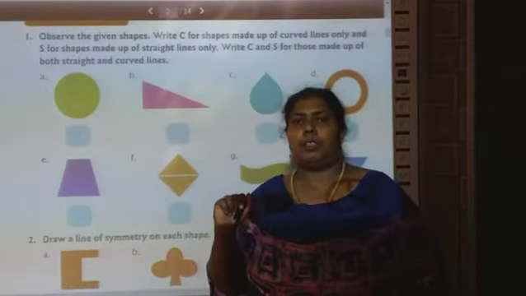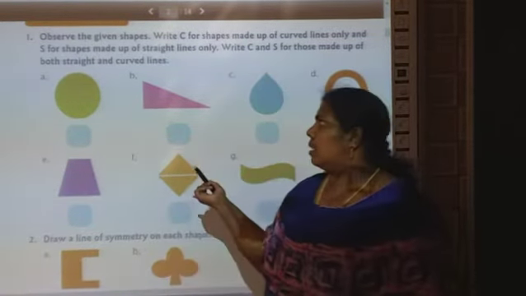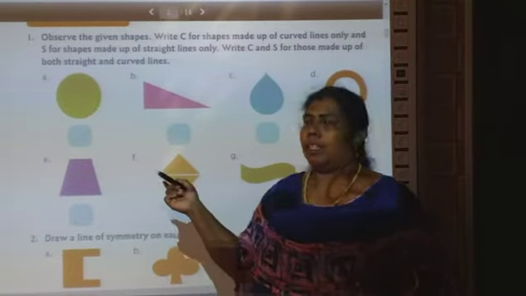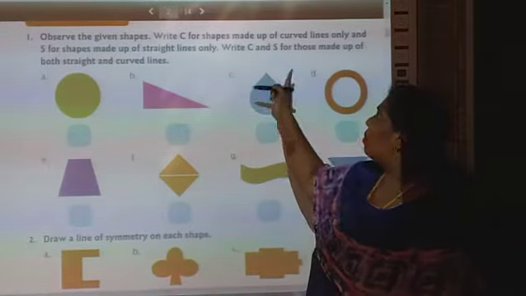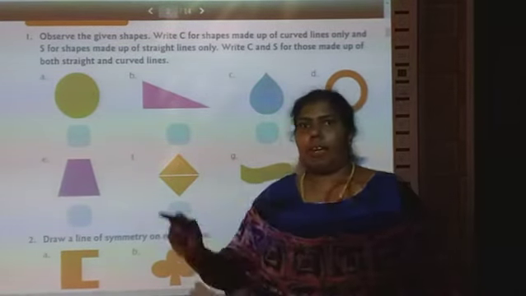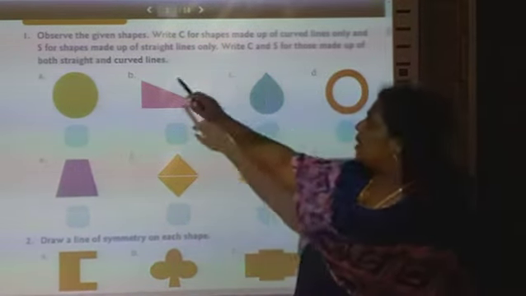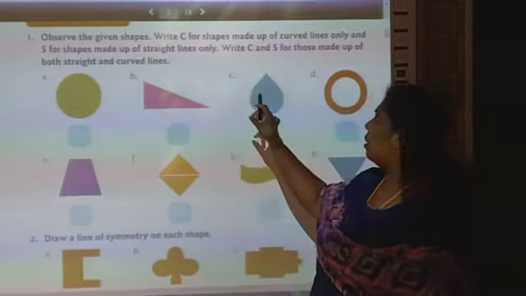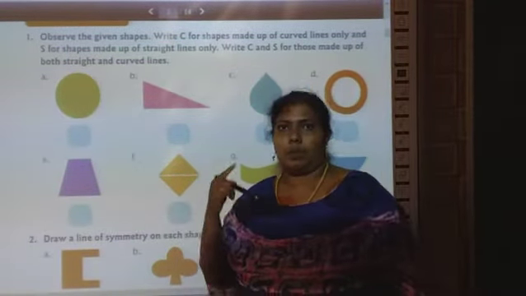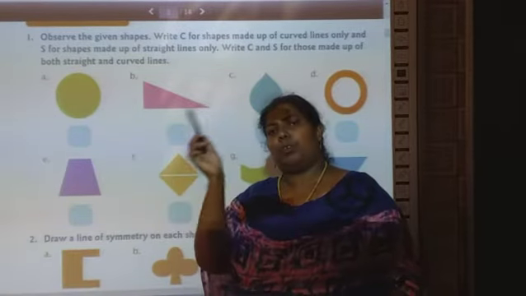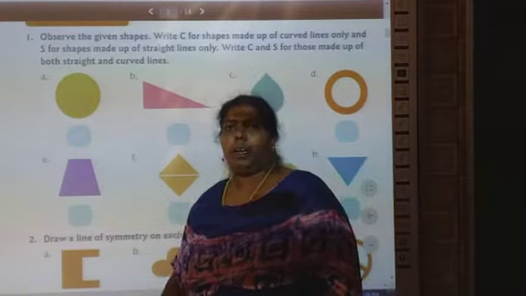Now we are going to discuss about the curved lines and straight lines. Here this is the revision exercise in your textbooks. See the first one. Observe the given shapes. Write C for the shapes made up of curved lines only, and S for the shapes made up of straight lines only. Write C and S for those made up of both straight and curved lines. You know how to draw the straight lines and how to draw the curved lines. See here, this is the circle shape. Here what you have to write?